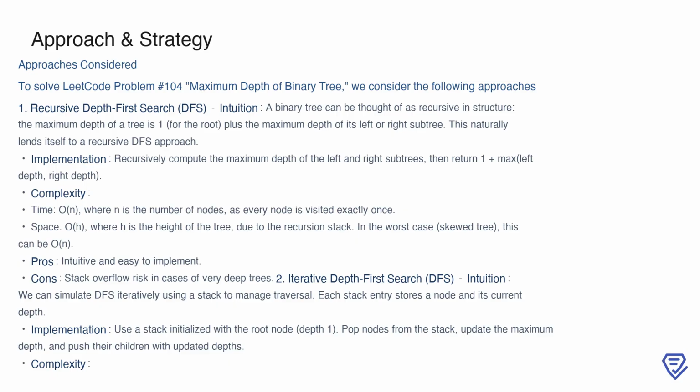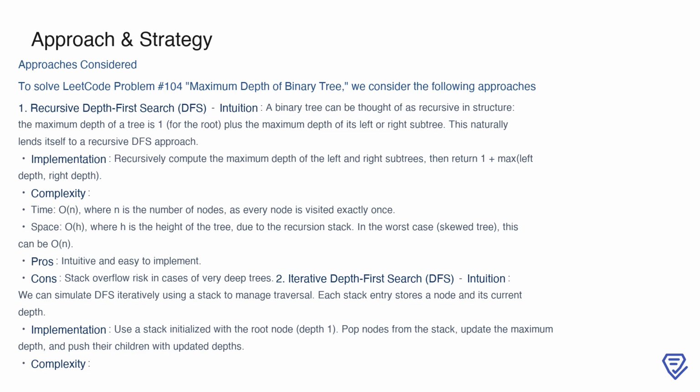The time complexity here is O(n), since we visit each node exactly once. The space complexity depends on the height of the tree, O(h), because of the recursive call stack. Although this approach is intuitive and straightforward, it does have a potential downside. For very deep trees, the recursion stack could grow too large, leading to a stack overflow.